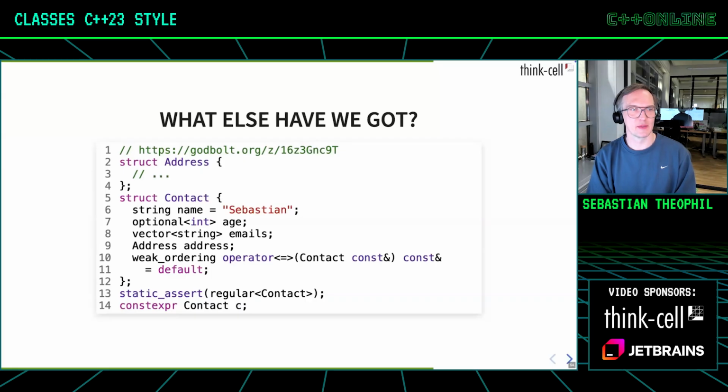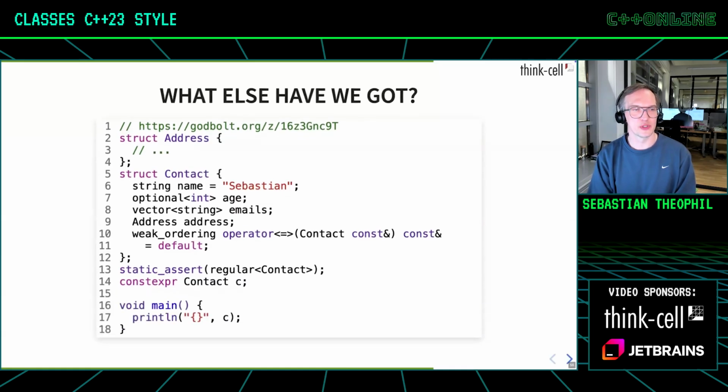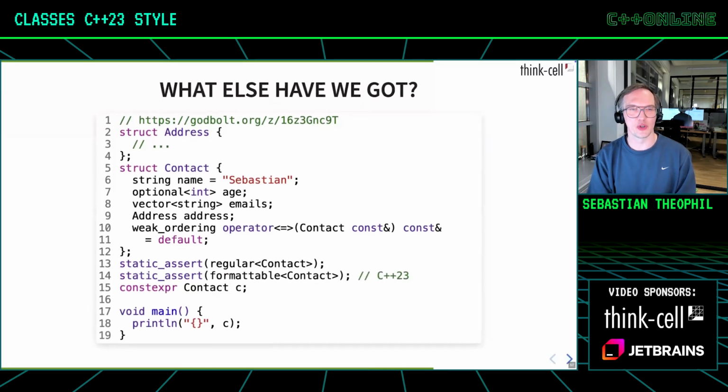Okay, what else have we got? We have our great regular type. It is constexpr. What else would we like to do? Well, would be cool if we could do this, right? If we could just print our type C to stdout. And now this is also very easy to do because this is what std format is there for. There's also a new concept, formattable, that we can use to check if our type is formattable. And so let's go into some detail how we can make our type work with std format.